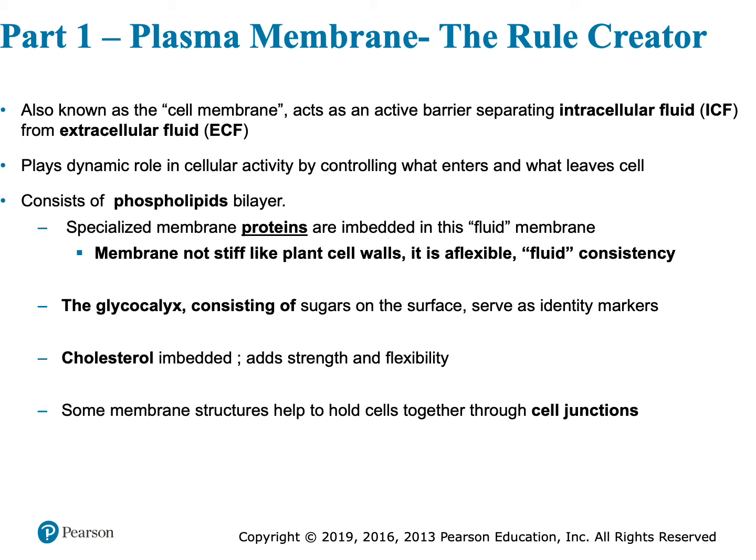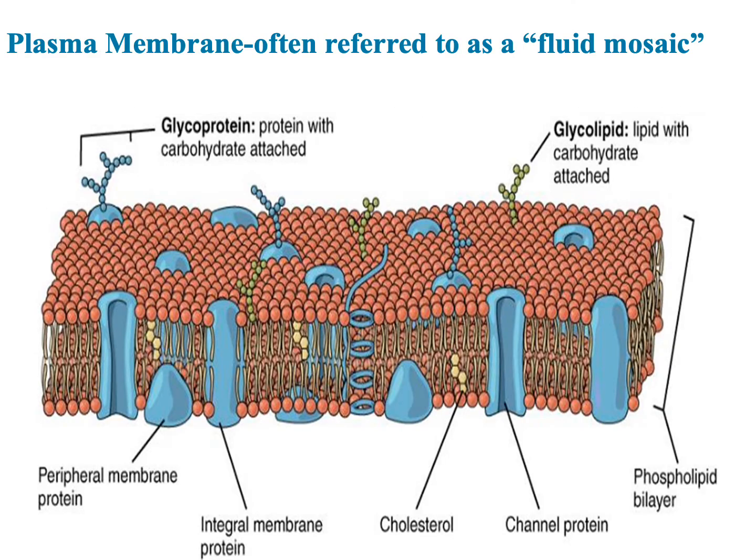And then cholesterol, I mentioned that in the other chapter with organics. Cholesterol actually is embedded in different areas of a cell membrane that allows for a little bit of flexibility, and it actually helps make it stronger. And then finally, some cell membranes, not all of them, epithelium especially, is going to have some cell junctions that kind of help hold cells together right next to each other. So here's a picture.